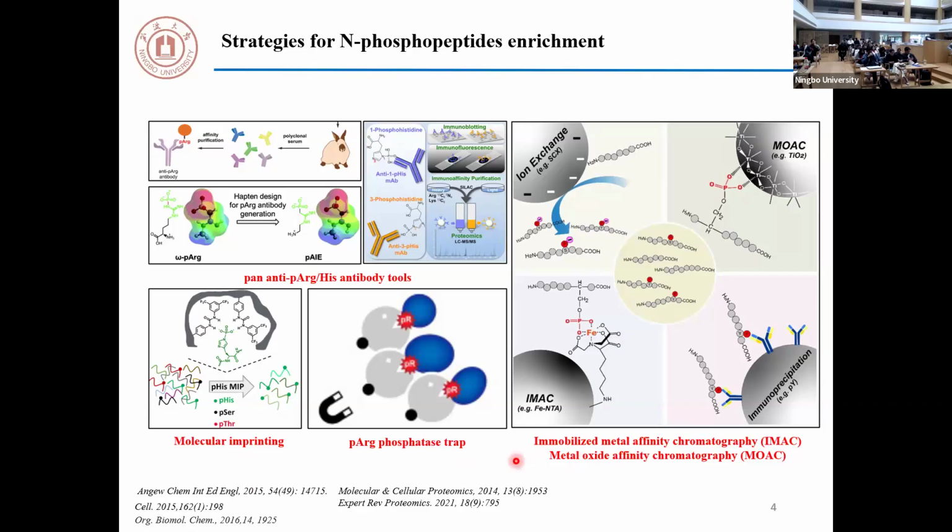Besides, immobilized metal affinity chromatography and metal oxide affinity chromatography are the two most used methods for phosphopeptide enrichment and phosphosite identification. By optimizing the solution pH and shortening the incubation time for phosphopeptide enrichment, these two methods have been successfully used for nitrogen phosphorylation identification.